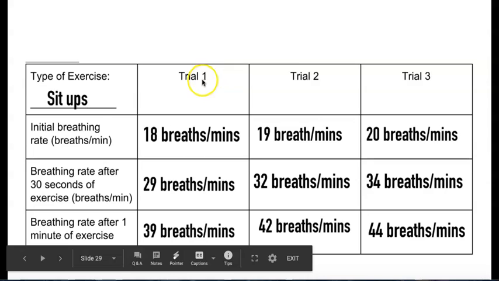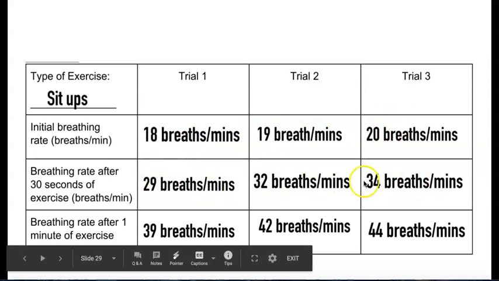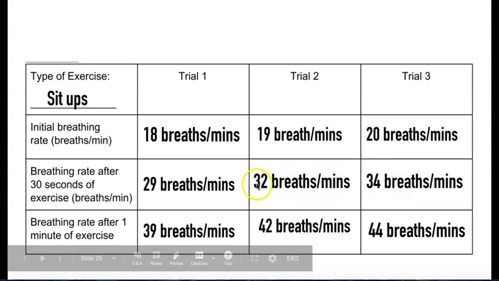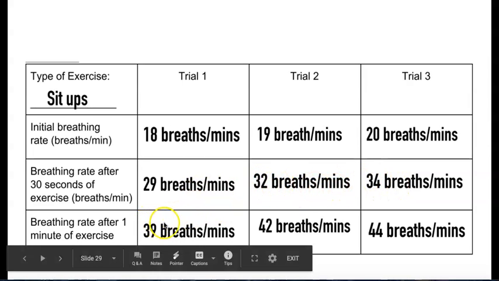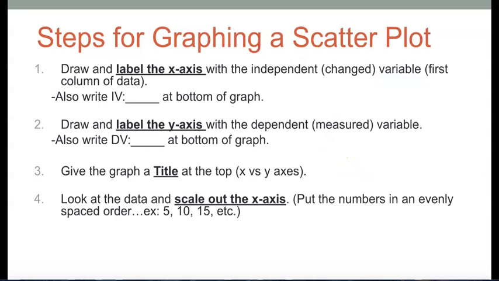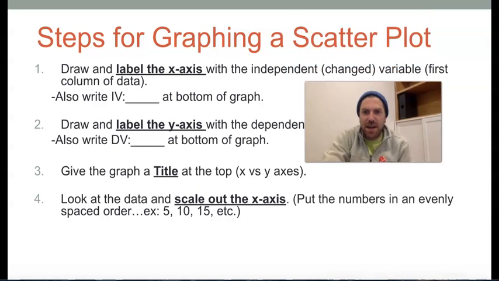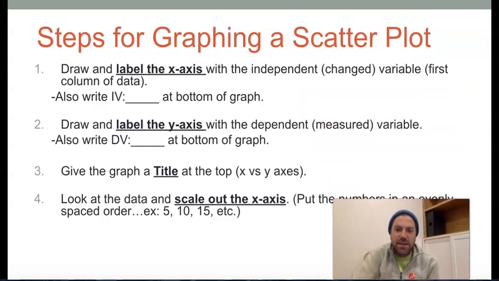Just looking at it, did sit-ups, and initial breathing rate ranged from 18 to 20, and then after 30 seconds it was right around 31ish, 32ish for an average, and then after a full minute all the way up to about 40, 41. So we're going to graph this, and if you were here at Park High School for physical science, then this should look familiar. This is the same 9 steps that you did in physical science.